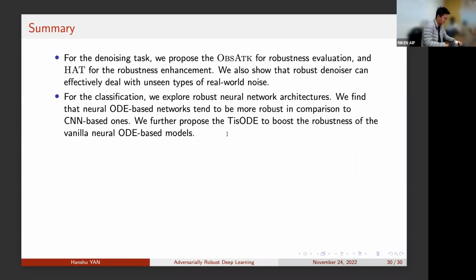For the classification task, we explore robust neural network architecture, and we compare the neural ODE with the CNN ones, and we find that neural ODE-based networks tend to be more robust in comparison to CNN-based ones. Then we further propose the TisODE to boost the robustness of the neural ODE models.